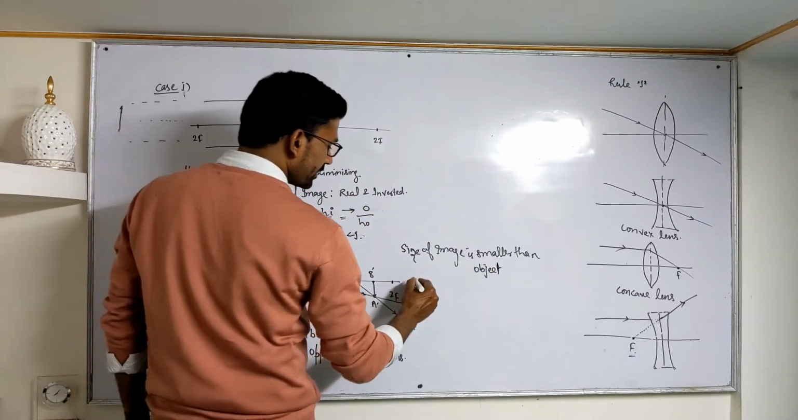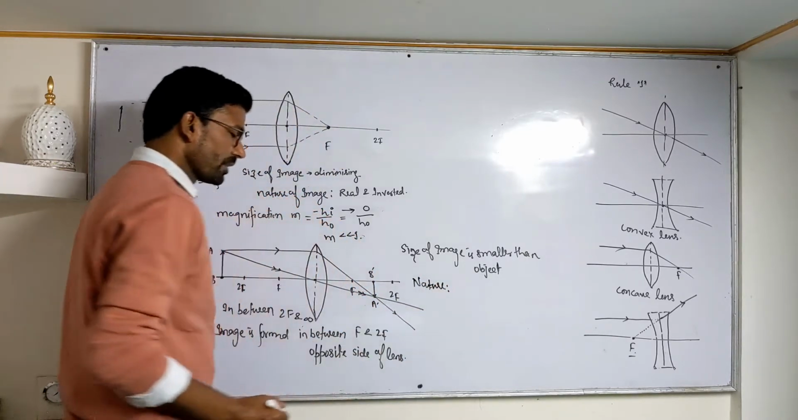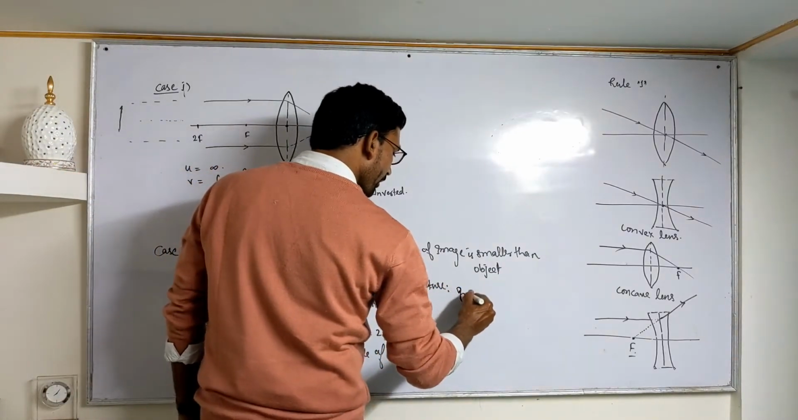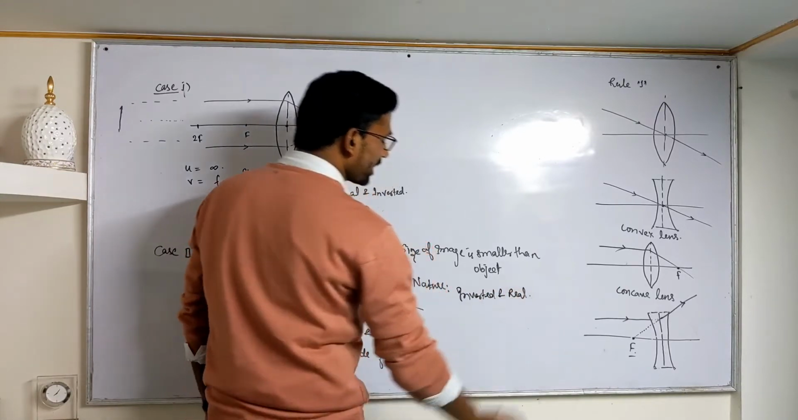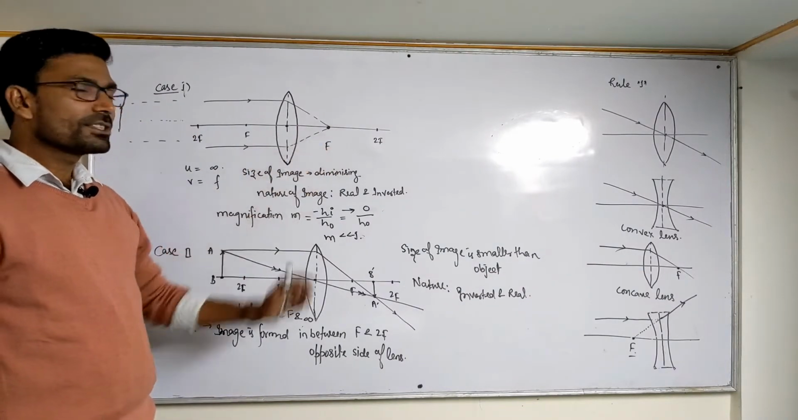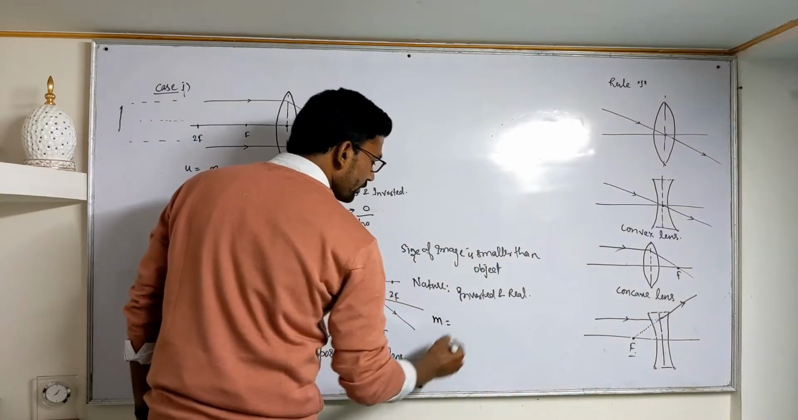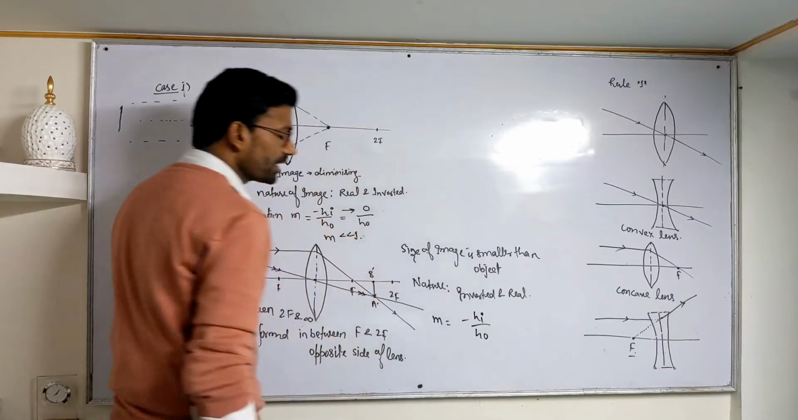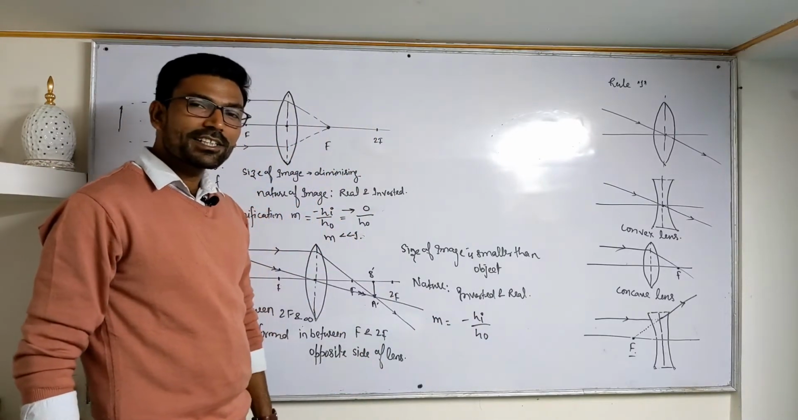Second thing, nature of image. We can see here the nature of image is inverted and real, because it can be obtained on the screen on the opposite side of the lens. So magnification, m, is equal to minus h of image upon h of object, with a negative sign. Why has the negative sign been taken with the height of image?